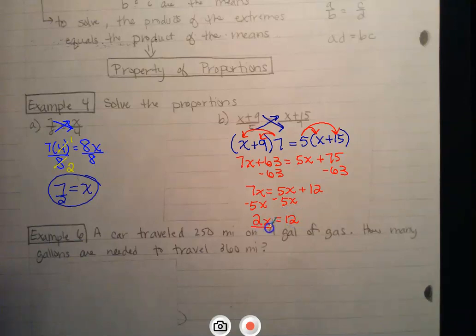Okay, I would divide by 2 and have x equals 6 right there. All right, so we just solved the proportions here. We found x using them. All right, example 6, we can do the same thing. We're going to use a word problem to do that.